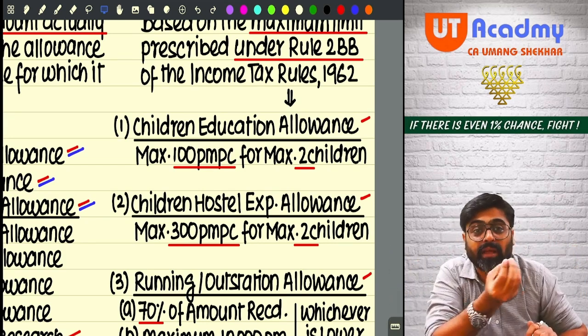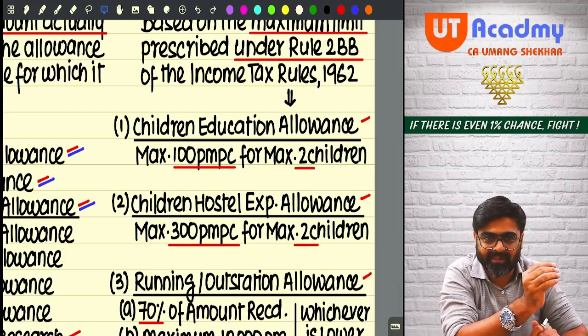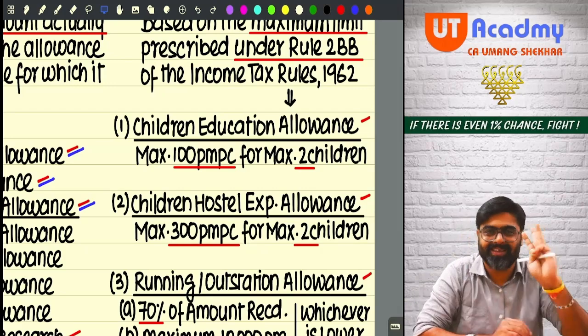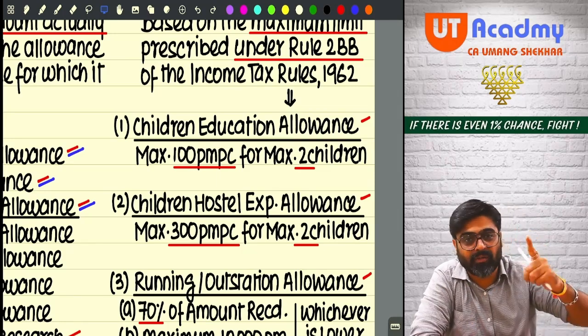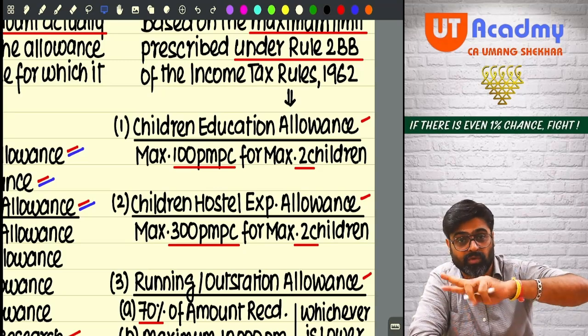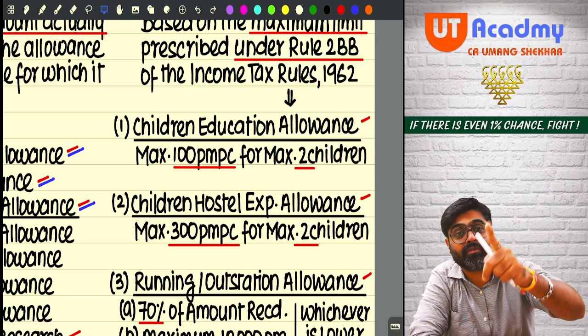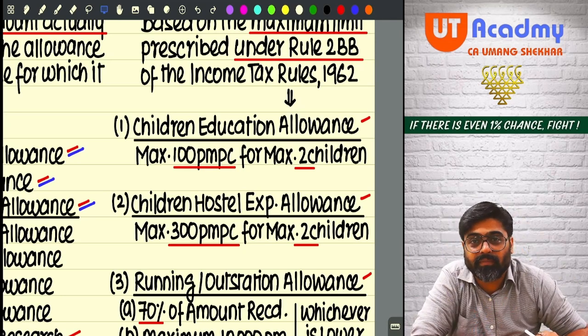So how much is for every child? 150, 150, 150. 450 for three children. Out of that, 150 for one child will be fully taxable. 150, 150 for two children, no. Only 100, 100 will be exempt. 50, 50 will be taxable for two children. Getting my point? This is children education allowance.